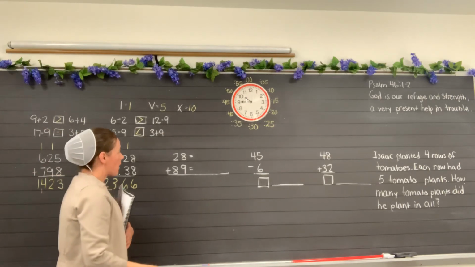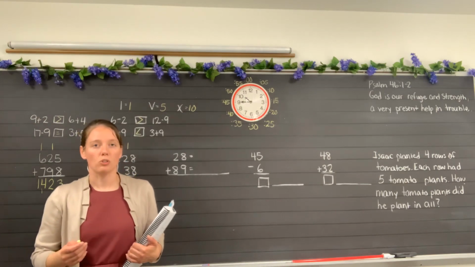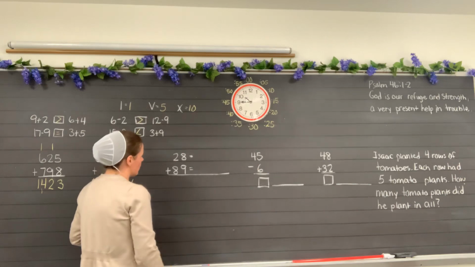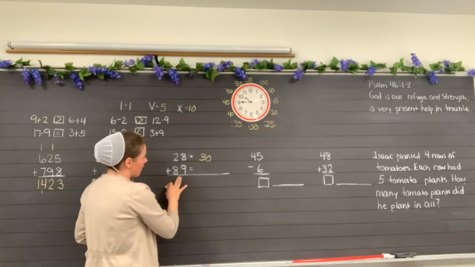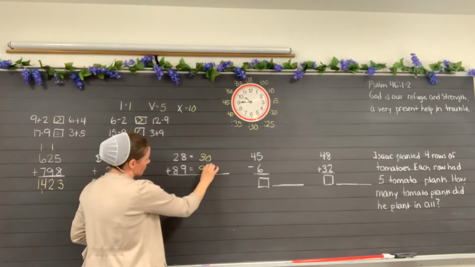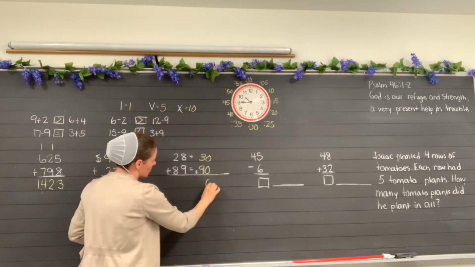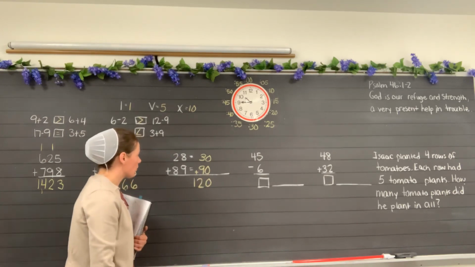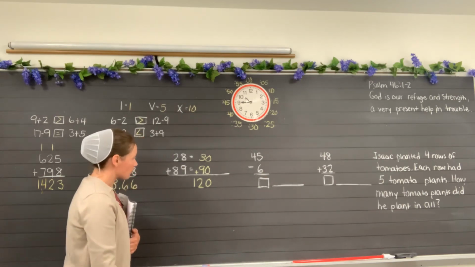All right, let's think about estimation again. Estimation is estimating the numbers to the nearest 10. So 28 to the nearest 10 would be 30. 89 would be 90. And then we just add those two numbers. 0 plus 0 is 0. 3 plus 9 is 12, so 120. So the estimated answer for 28 plus 89 would be 120.